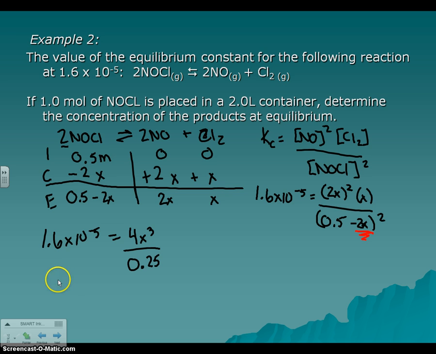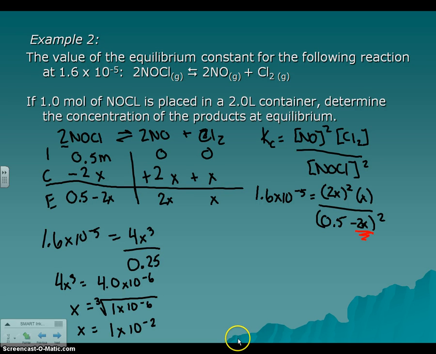And when I go through and further simplify this expression, 4x cubed, I get 4.0 times 10 to the negative 6th. So then when I solve for x, I'm going to need to take the cube root of 1 times 10 to the negative 6th. And so my value for x is 1 times 10 to the negative 2. Now remember, one of my little hints was your value for x probably is not the answer to the question. This question wants to know the concentrations of the products at equilibrium.